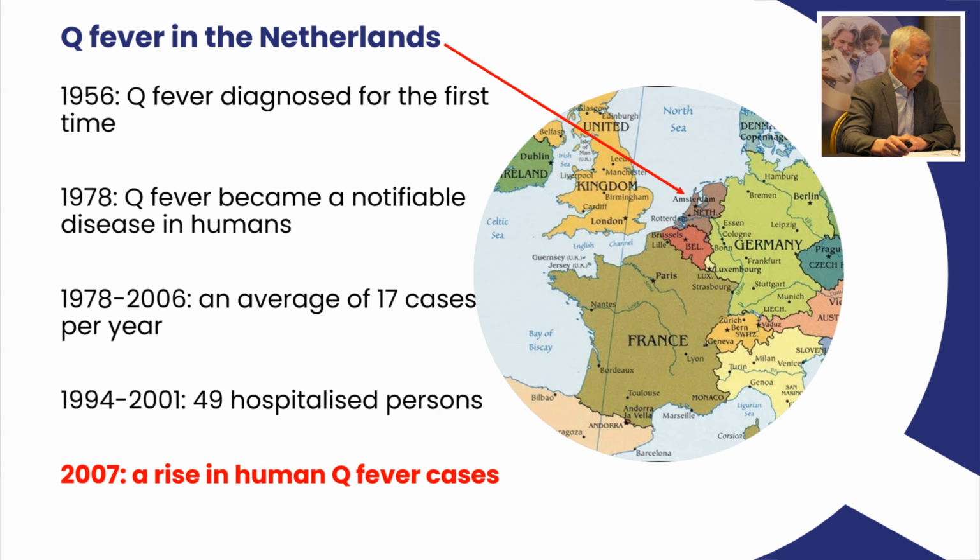In 1978, Q fever became a notifiable disease in humans. If you look at the average number of cases in humans between the year of the disease becoming notifiable and the outbreak starting in 2007, the average number of cases was only 17 per annum. And the number of hospitalized persons was about 49 between 1994 and 2001. And then at a sudden point in 2007, we saw a rise in human Q fever cases.